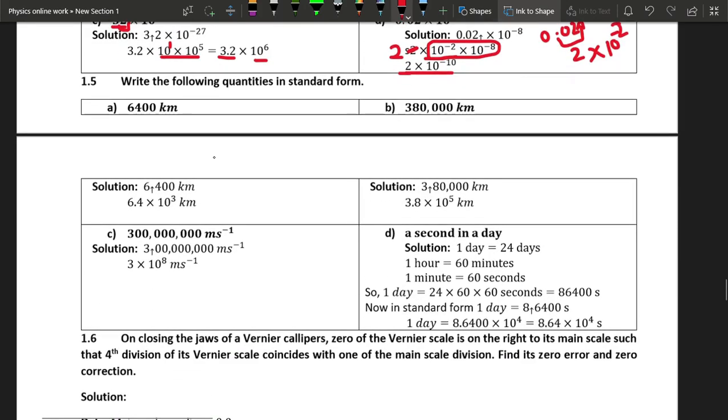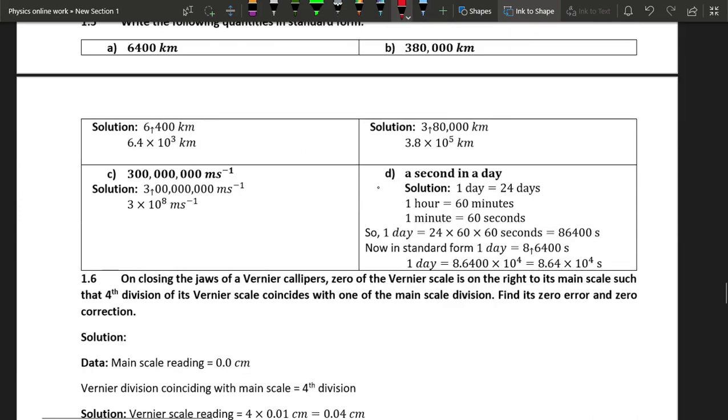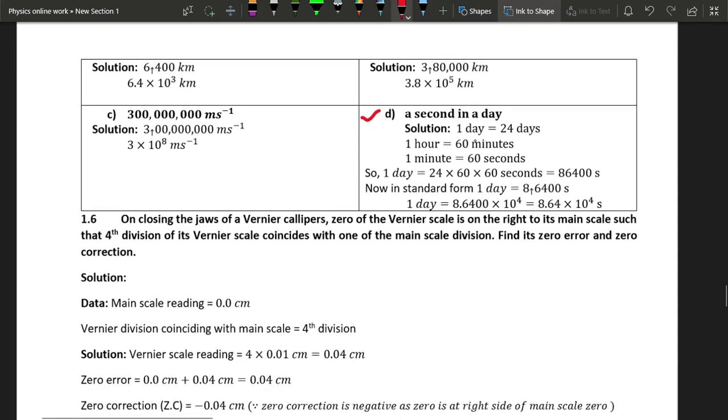Now write the following in standard quantities. You can do it by yourself. This is an important question, seconds in a day. As we know that one day is 24 hours, 1 hour is 60 minutes, and 1 minute is equal to 60 seconds. So each day has 24 into 60 into 60, which gives you 86,400 seconds.